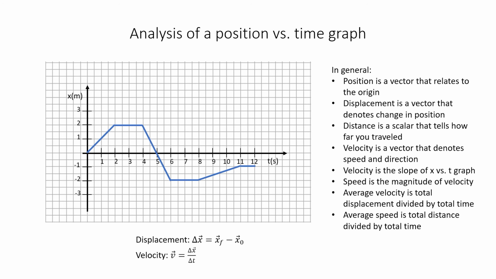To recap, in general, the position is a vector that relates to the origin, and displacement is a vector that denotes change in position. Distance is a scalar that tells you how far you traveled. Velocity is a vector that denotes speed and direction, and velocity is the slope of a position versus time graph. Speed is the magnitude of the velocity. Average velocity is total displacement divided by the total time. Average speed is total distance divided by the total time.